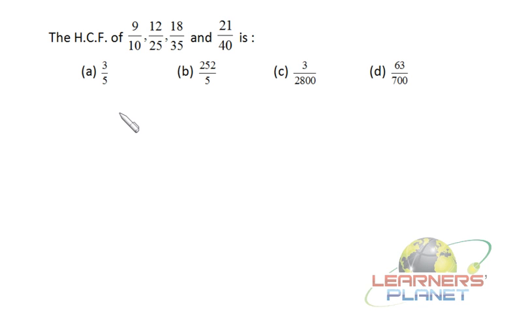Now in this question we have to find out the HCF of these 4 fractions. Now HCF of fractions is once again HCF of numerator by LCM of denominator. Now what is the LCM of the denominators, that is 10, 25, 35 and 40? 700 is not divisible by 40, so even 700 cannot be the right choice. That means 2800 will be the right choice for LCM. This is the only option left with us as the answer, since there is none of these. So 3 by 2800. Okay friends.